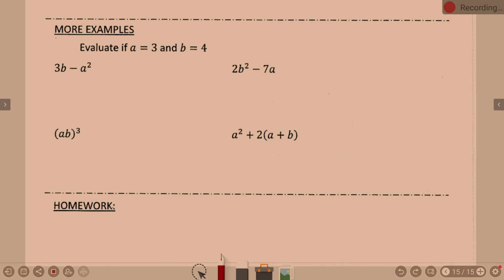Okay. The fire drill and getting Math Excel settled took some extra time. We're going to do maybe 1 or 2 of these. We're not going to do them all. Okay, but what we're looking at here, notice it says evaluate, if A equals 3 and B equals 4.